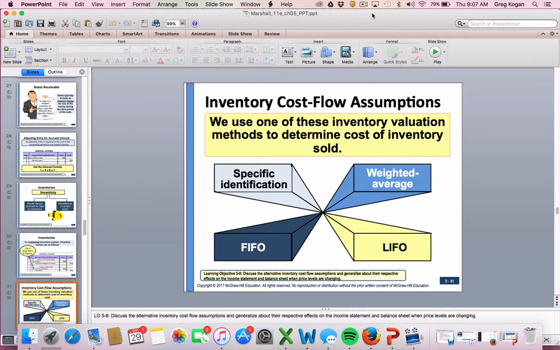If you got something 3 years ago for really cheap and you're selling it now for really high, you could take the most profit by using specific identification. There are different ways of processing this flow. FIFO, first in, first out, means whatever you got in first is the first one that goes out. LIFO, last in, first out, means the most recent one you purchased is the first one that goes out when you sell. Weighted average uses the weighted average cost of everything you've had to value your inventory.